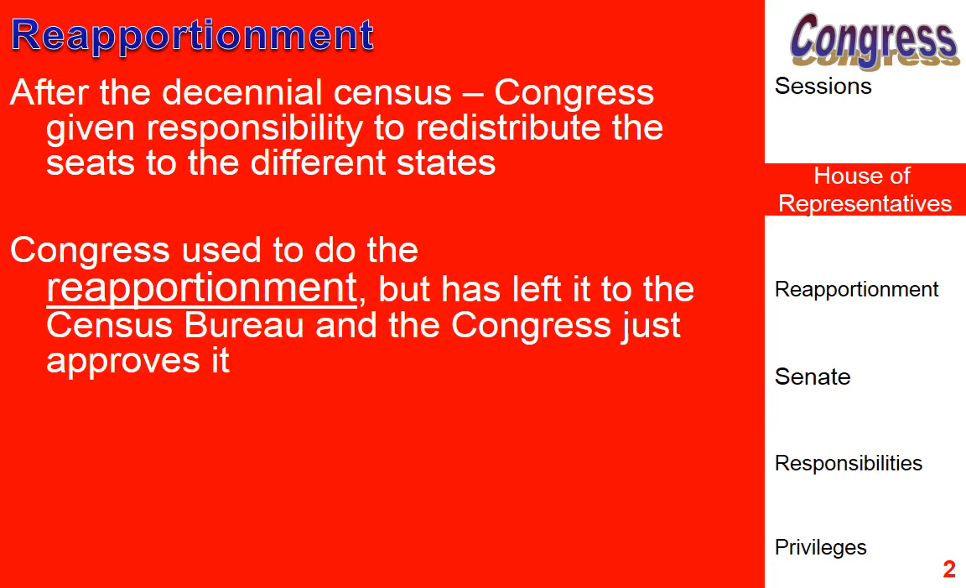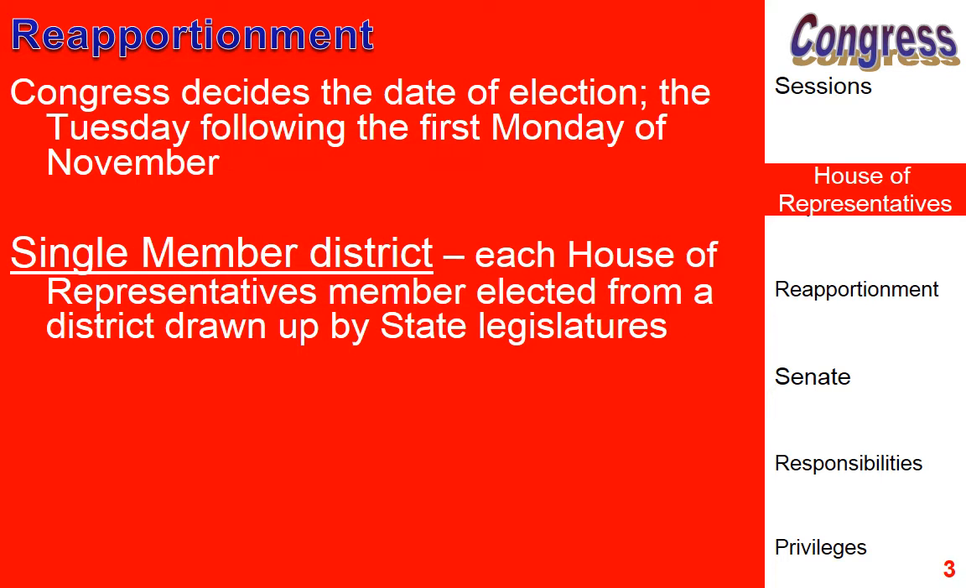So, Congress does decide the date of the elections. They have decided that the elections will take place on the first Tuesday after the first Monday in November.